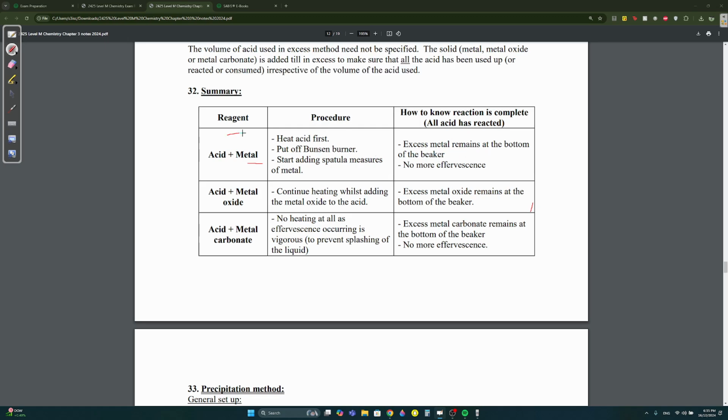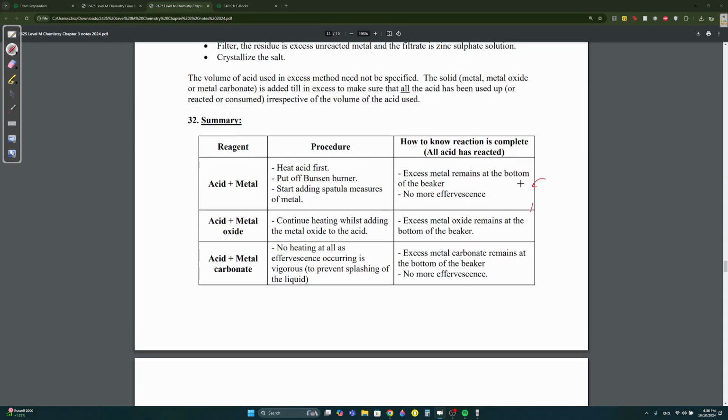You know acid plus metal gives you salt plus hydrogen gas. How do you know the reaction's done? You're going to stop seeing hydrogen gas. How do you know there's hydrogen gas? There's going to be bubbling. So when you stop seeing bubbling, that's when you know it's complete. Also, you're going to start seeing metal remaining at the bottom of the beaker.